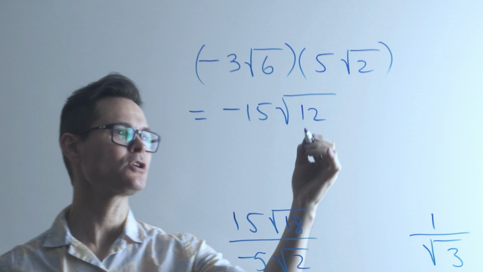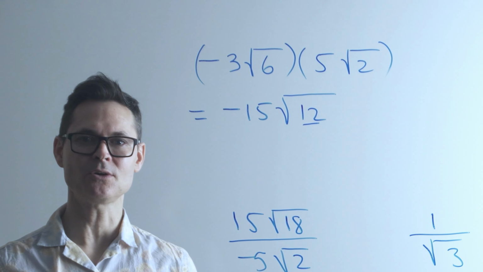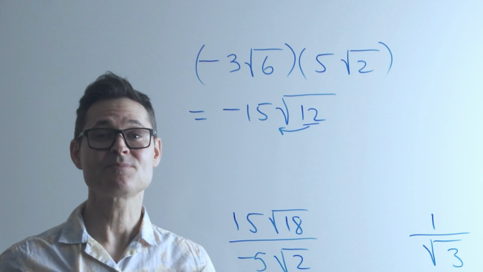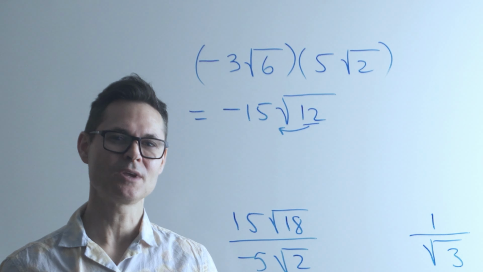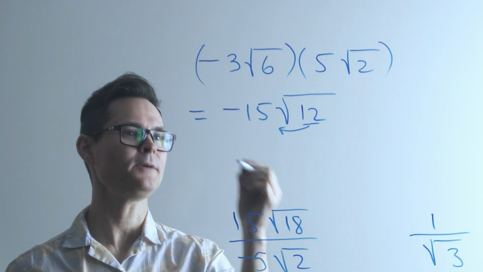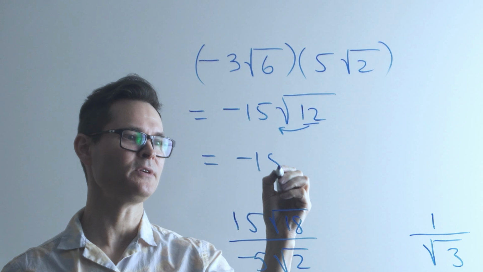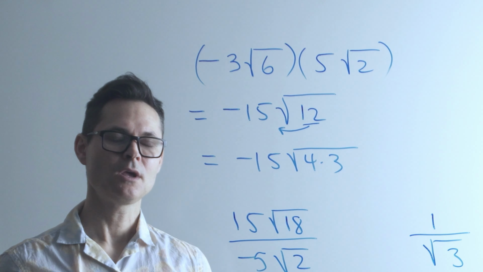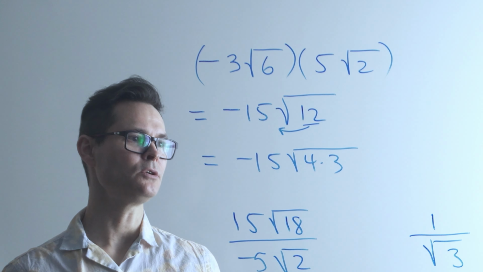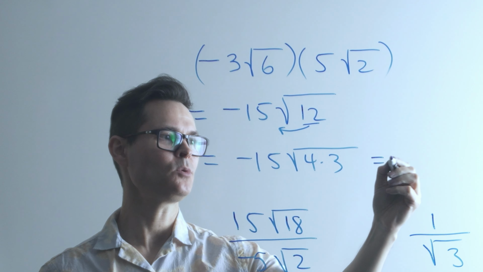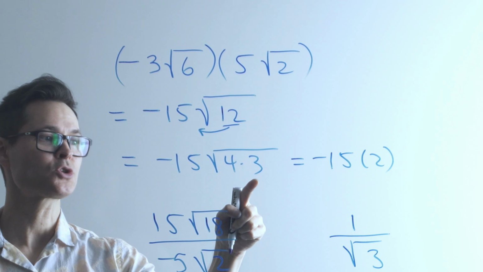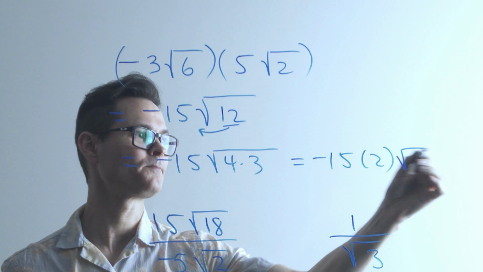But you have to make sure that you simplify the inside radical. In other words, if there's more number to come out, you've got to take it out. Well, what perfect square goes into 12? Well, 4 goes into it, right? So I can write that as negative 15 square root 4 times 3, and the square root of 4 is 2. So that's going to be equal to negative 15 times 2. The square root of 4 is 2. The square root of 3 is the square root of 3.